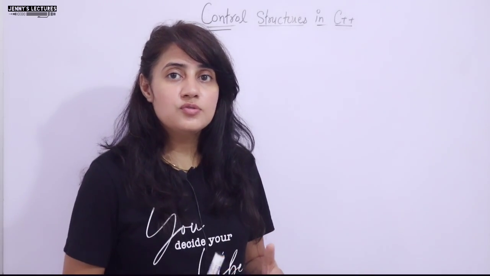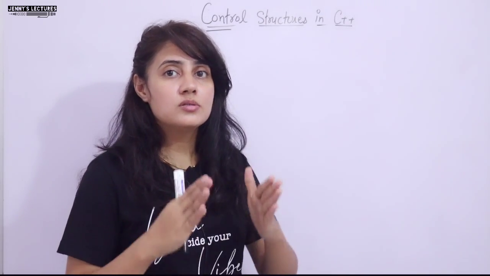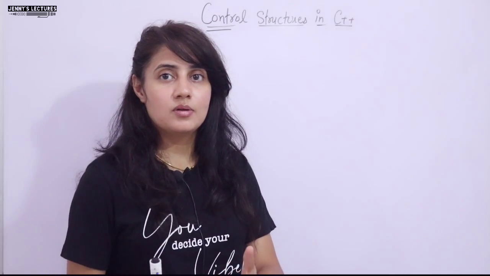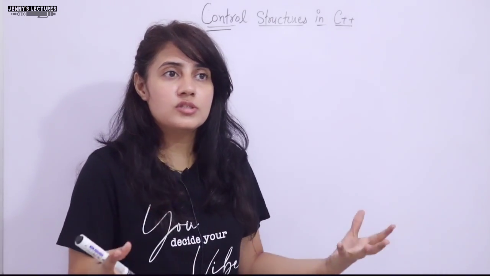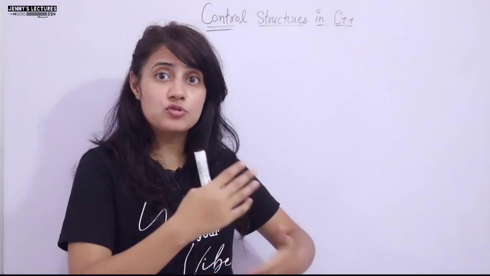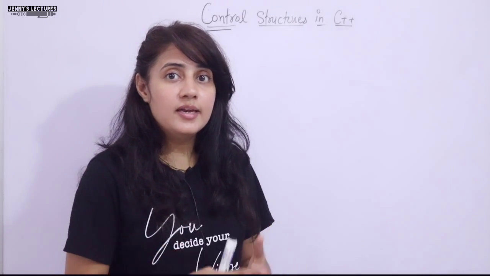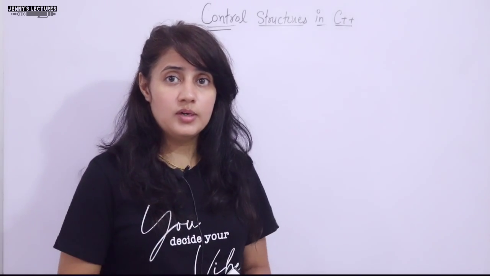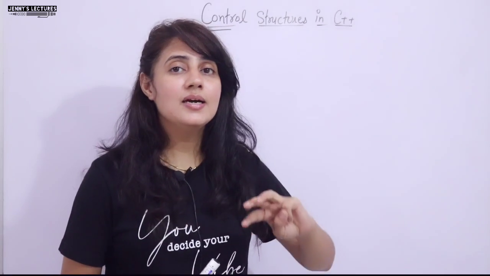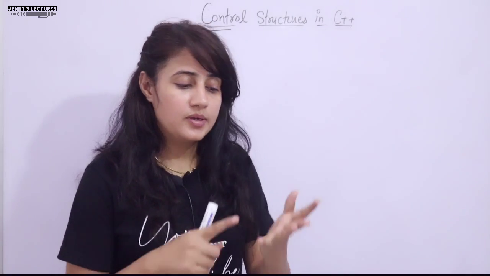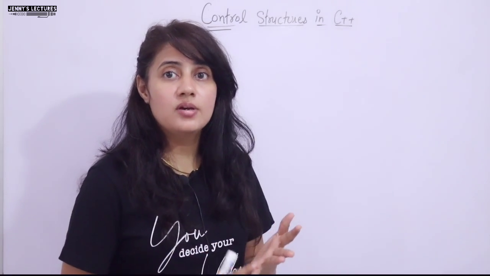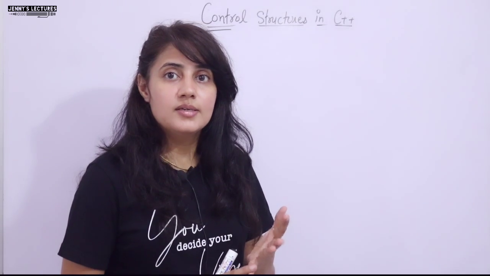Now from this video I am going to start control structures in C++. First, the basics: what is a control structure, why we use it, the different types of control structure, and then in detail we will discuss them one by one, right? So basically there are 3 basic types of control structure: sequential, selection and iteration, right?